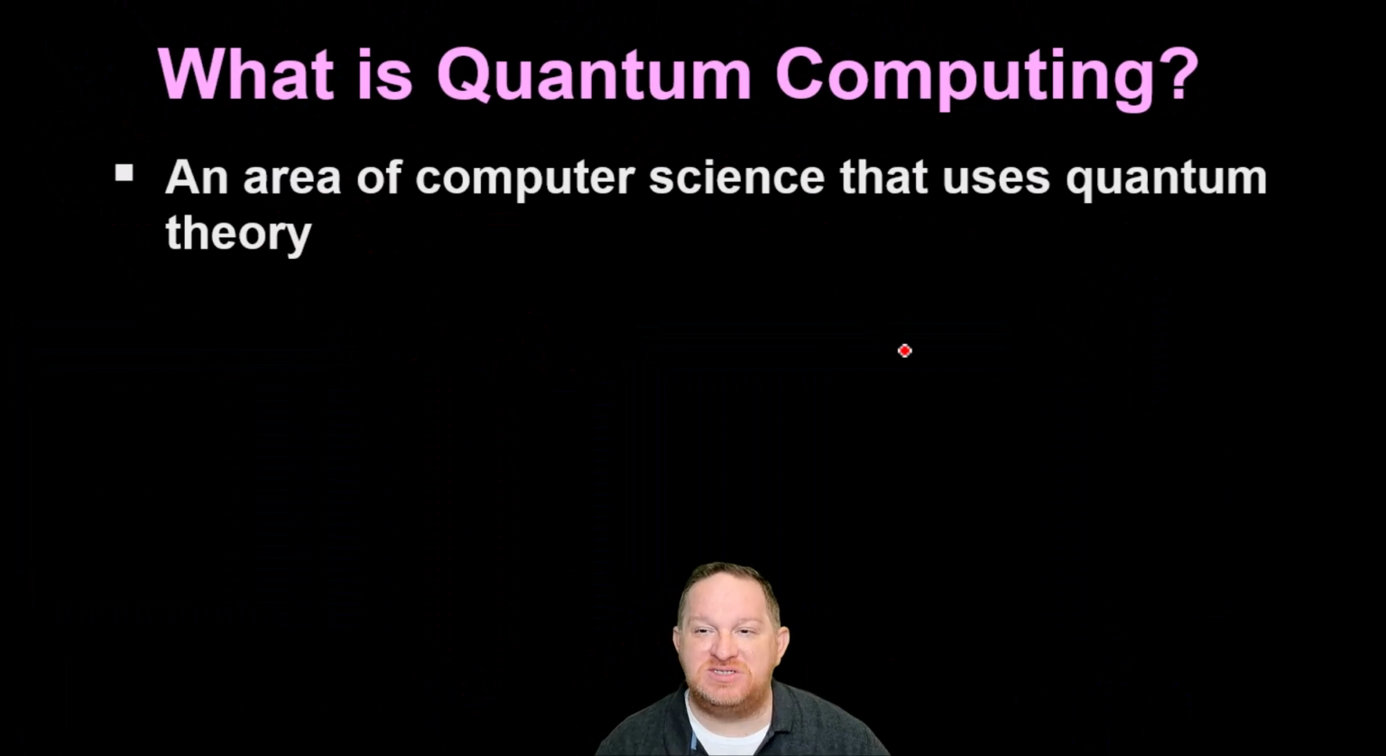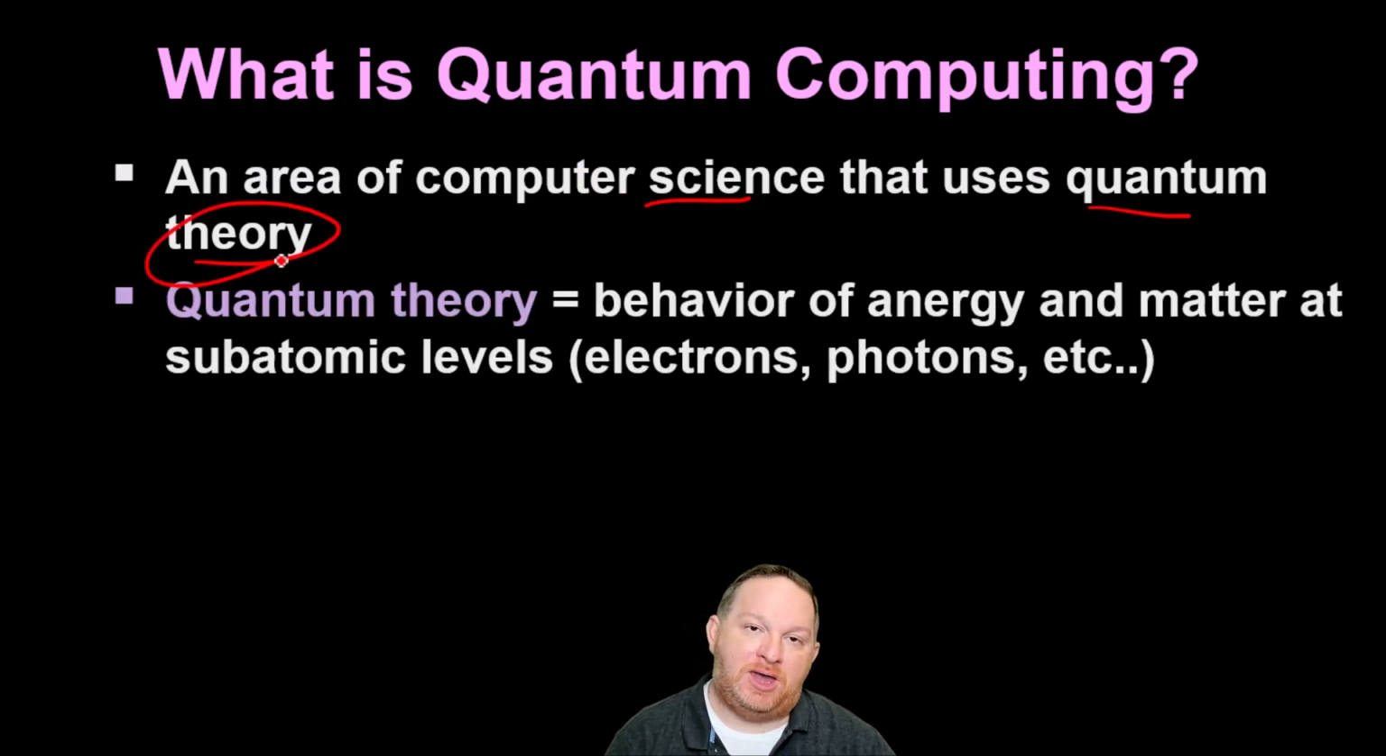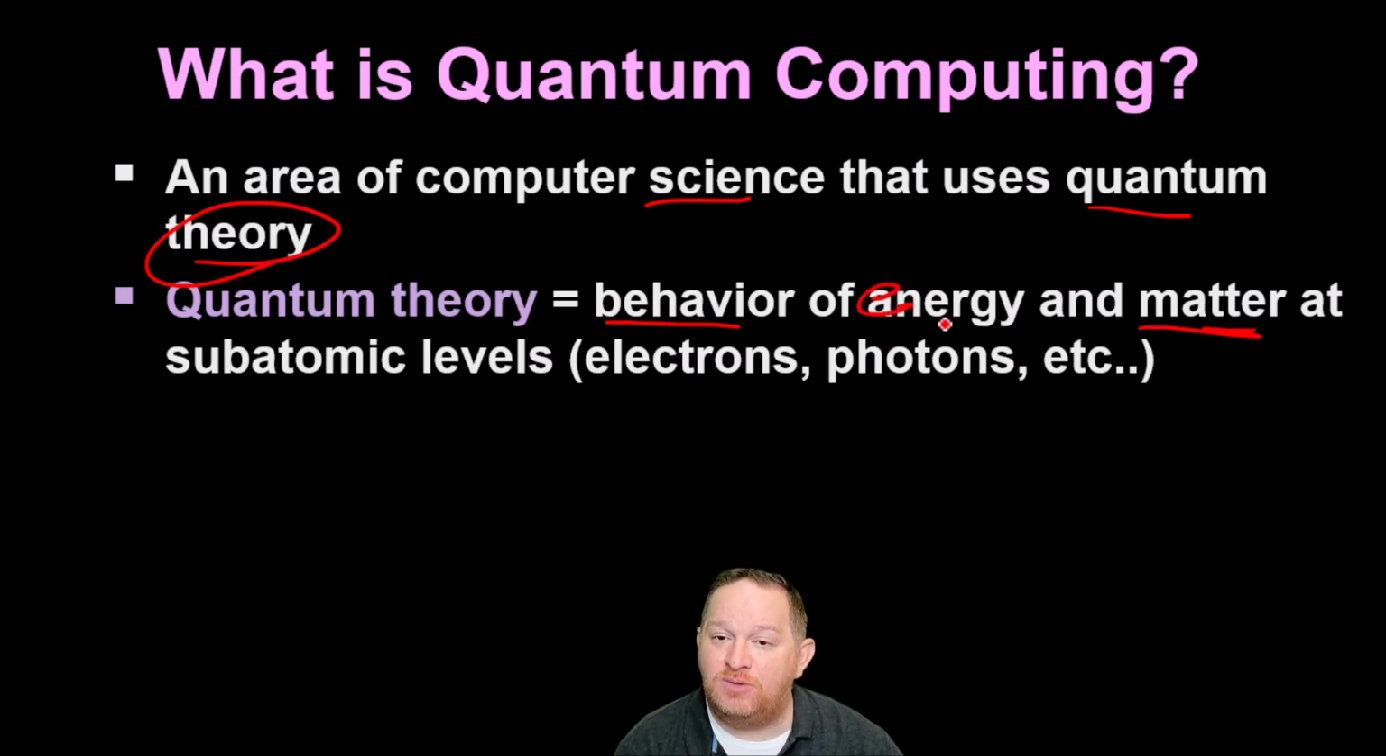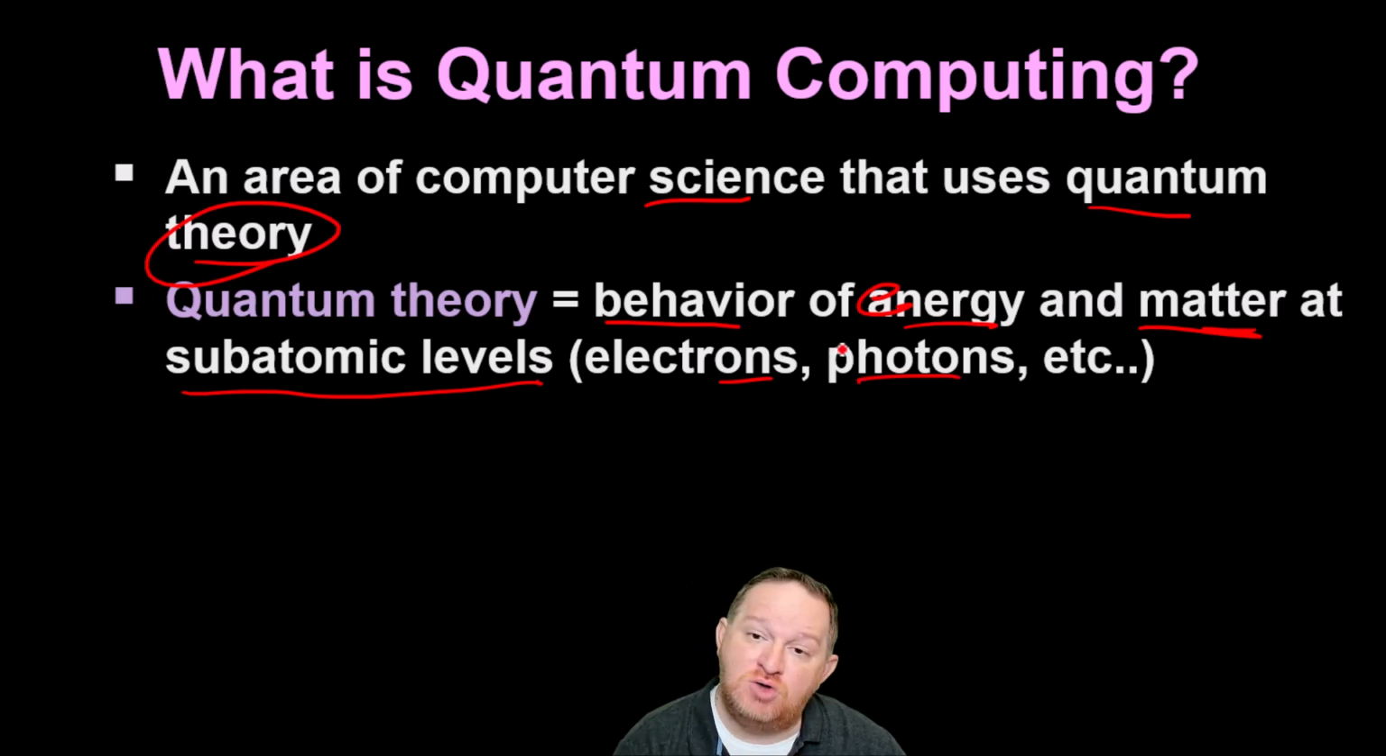Okay, so what is quantum computing? Quantum computing is an area of computer science that uses quantum theory. Okay, well, what is quantum theory? Quantum theory is just how we look at the behavior of energy, that should be an E, sorry about that, energy and matter at subatomic levels, right? So we're looking at electrons, we're looking at photons, we're looking at protons, we're looking at energy within those. That's all quantum. Think smaller than an atom, subatomic.